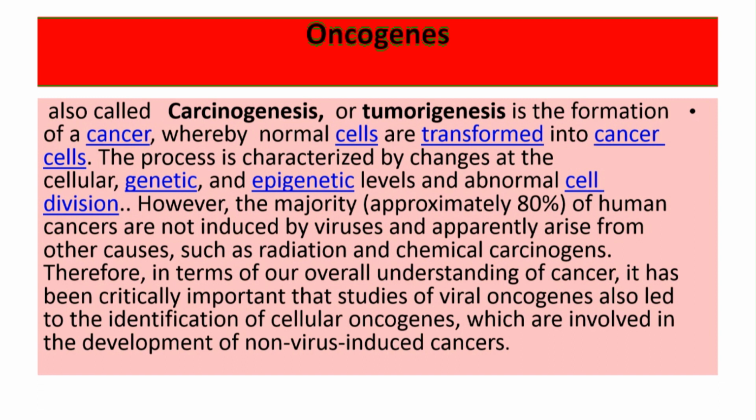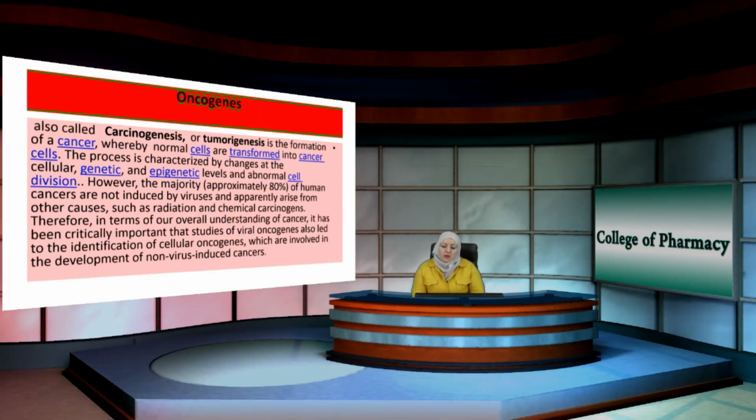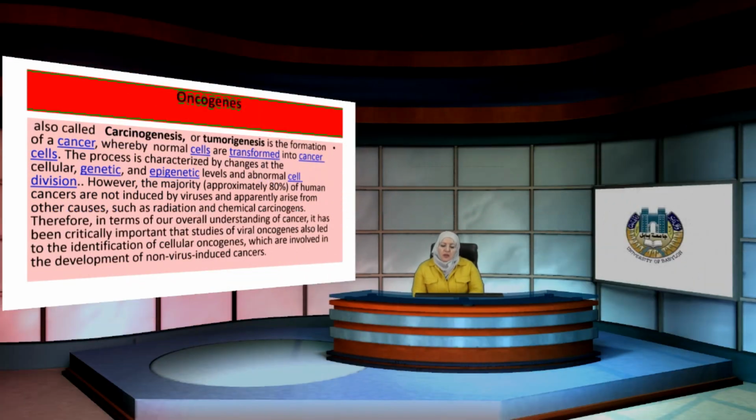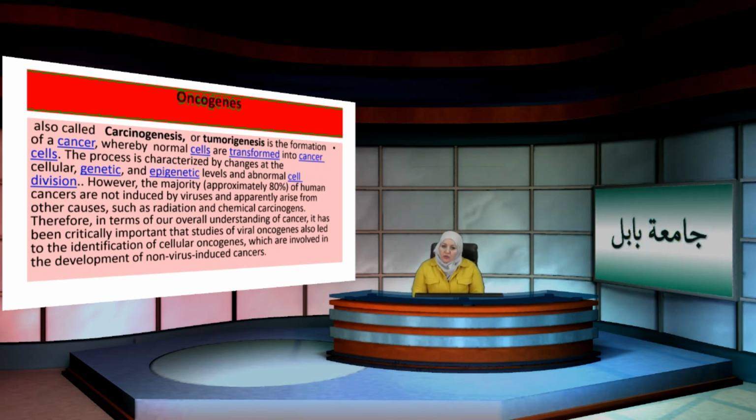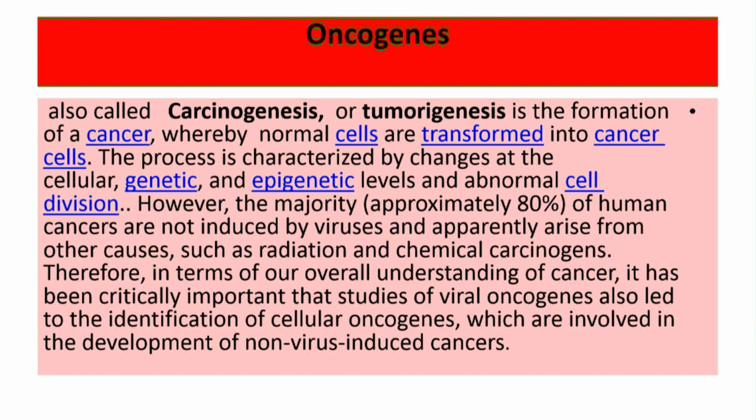Oncogene. Oncogenic viruses are another type of virus, related to cancer or tumor disease. Carcinogenesis, also called tumorigenesis, is the formation of cancer where normal cells are transformed into cancer cells. The process is characterized by change at the cellular, genetic, and epigenetic level and abnormal cell division.